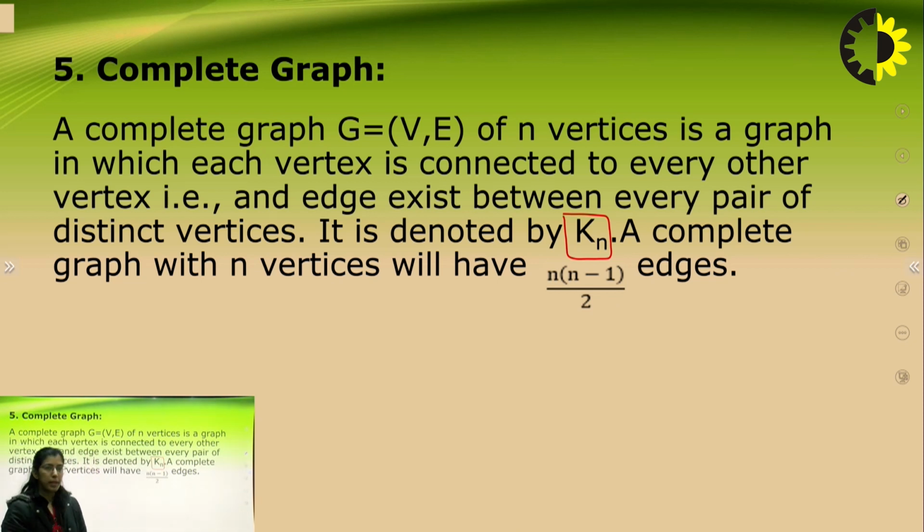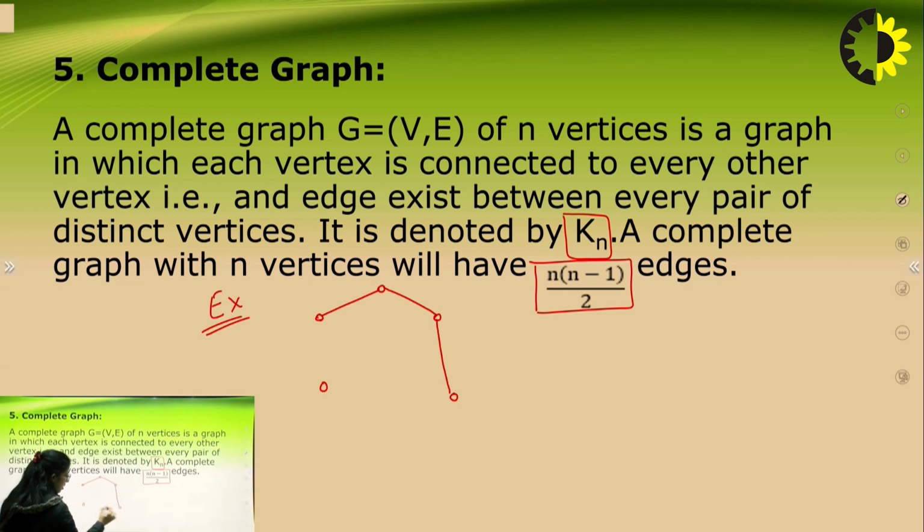In case of a complete graph, we can calculate the number of edges if the number of vertices is given, using the formula written here. So let's see, first of all, an example of a complete graph. Let's say we have a pentagon structure, and these are the vertices for this particular graph.